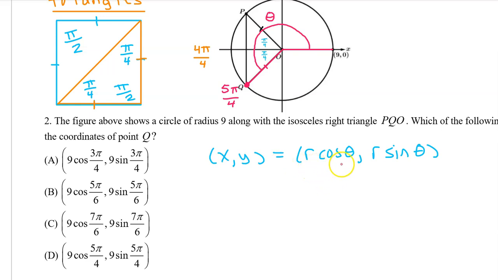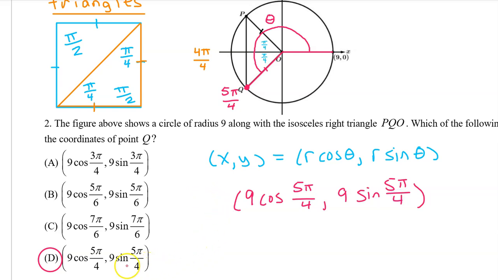A point on a circle is given by r cosine theta, comma, r sine theta. So the coordinates of point Q should be 9 cosine 5 pi over 4, comma, 9 sine 5 pi over 4. That's why the answer is D.